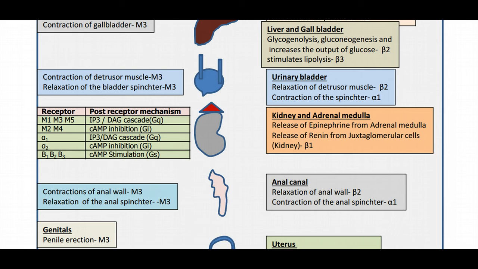Whereas the sympathetic system has exactly the opposite effect, but the effect is mainly mediated by two receptors. One is beta 2 receptors, which are present on the detrusor muscle and cause relaxation of the detrusor muscle, and alpha 1 receptors, which are present in the sphincter, will cause contraction of the sphincter. So the overall effect of the sympathetic system is exactly opposite to the parasympathetic system, in that it causes retention of the urine.